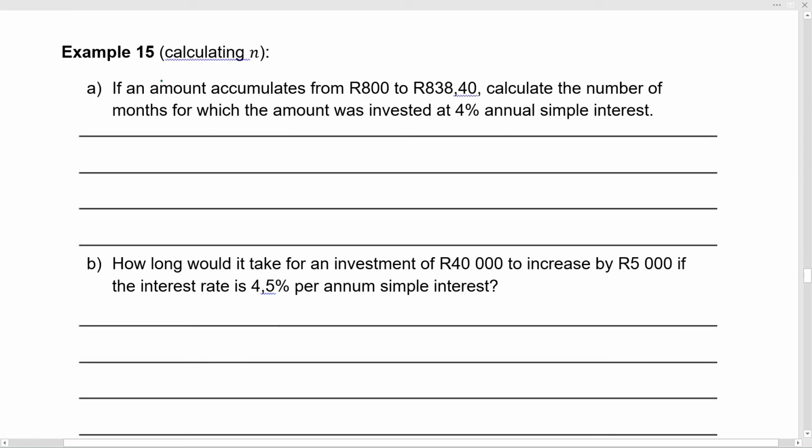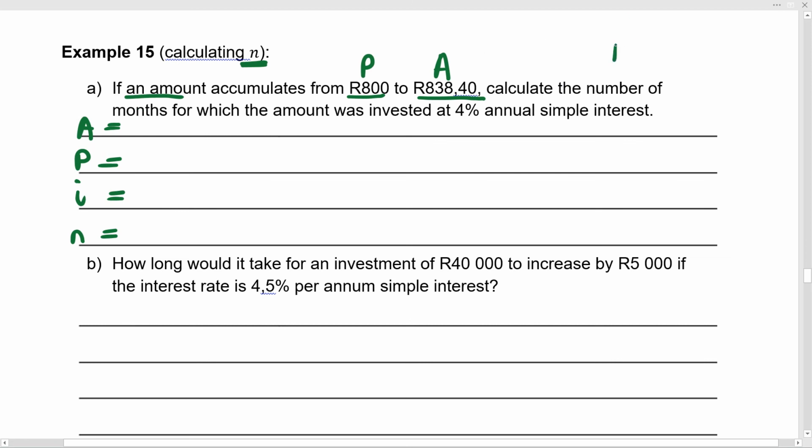My last example for this video is calculating N. And luckily enough, if you manage to get your head around calculating I, you're going to find that this works very, very similarly. Okay, I'm going to go through my rigmarole here of putting all my different variables down. And I'm going to fill them in as I read through the question. If an amount accumulates from 800 Rand to 838 Rand 40, okay, that must be the P and that must be the A. Calculate the number of months.